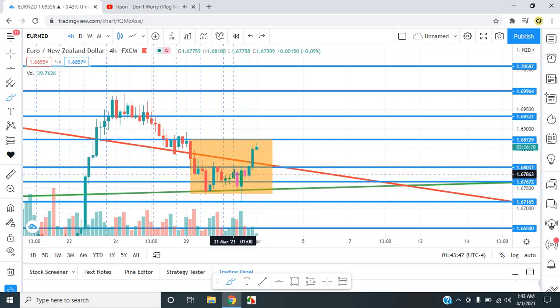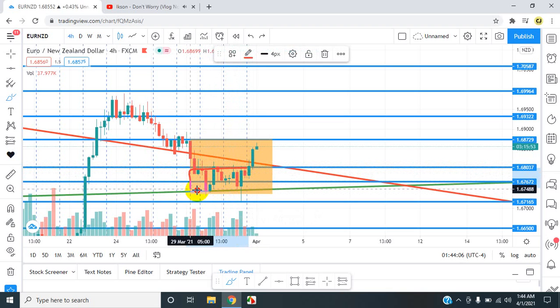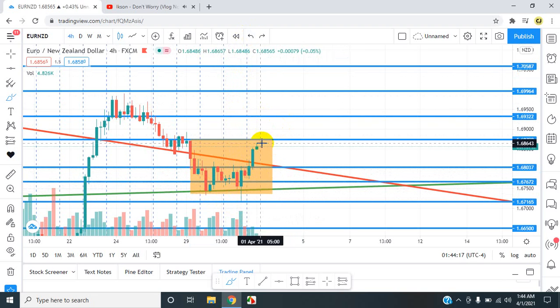1, 2, 3, 4, 5, 6, 7, 8, 9, 10, and 11. It didn't close above the wicks of this candle and this candle, but it closed above the body, showing that the market may go up. And 12, this candle right here. So basically, when this candle closed out, it cleared all this. So it shows that the market has defeated this area, and the market may go up, and it did go up.